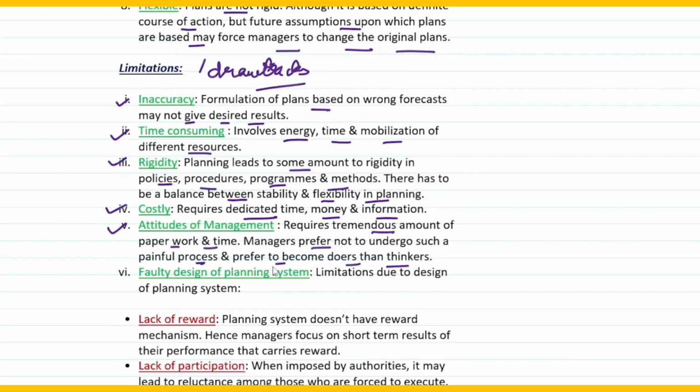Now again, from a limitation perspective, it's because you got to think more and do less, so it can be a limitation of the planning process. Then, faulty design of the planning system. If the planning system is not shaped properly, that can be a setback for the organization's goals and objectives. Hence, a faulty design of the planning system can be a setback.